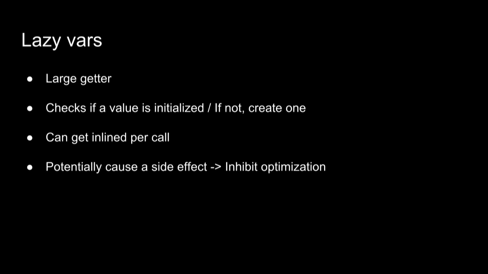Next, lazy vars. It generates a large getter. It first checks to see if the value has been initialized, and if not, it creates one. If the getter is inlined every time it's called, it can lead to a size increase. Also, when you have a complex getter where the initializer call inside the getter can potentially cause a side effect in external variables, it can inhibit compiler optimization because the compiler now needs to be more conservative.